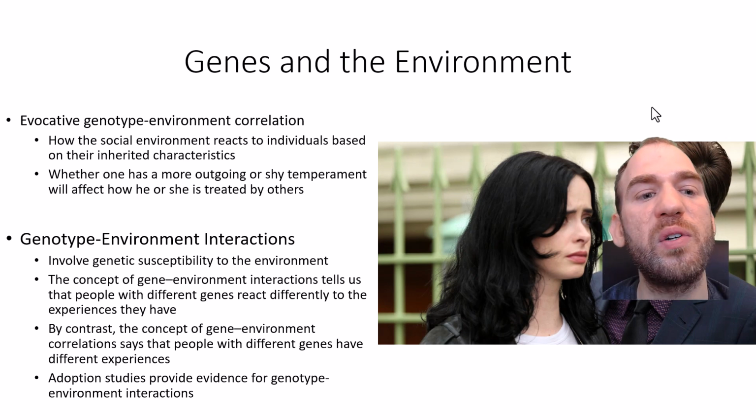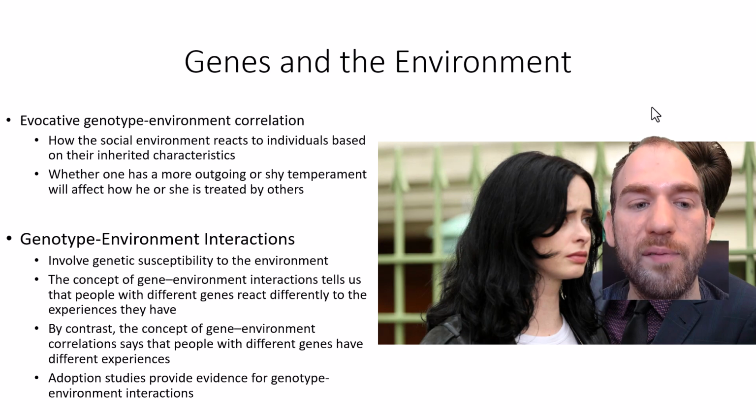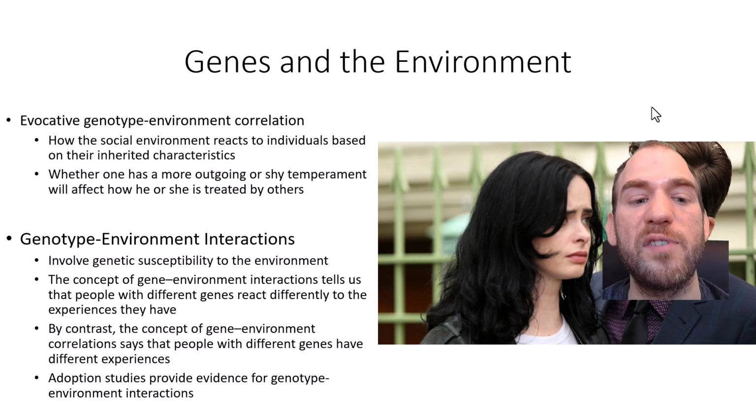And then finally, genotype environment interactions. This involves the genetic susceptibility to the environment. The concept of gene-environment interaction tells us that people with different genes react differently to the experiences they have. By contrast, the concept of gene-environment correlation says that people with different genes have different experiences.